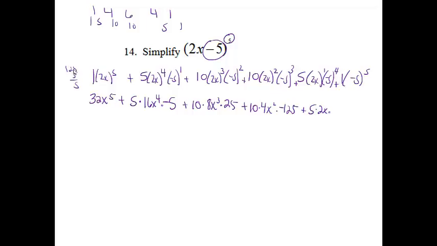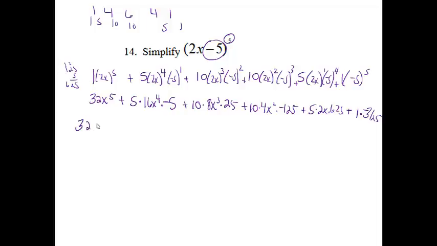5, 12, it is 625. Okay, 625. And then plus 1 times 5 to the 5th, which will be, I lost my pen, negative 3,125. Okay, so now let's just clean this up.